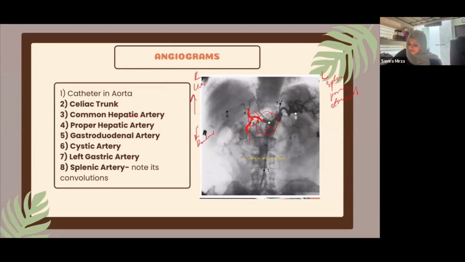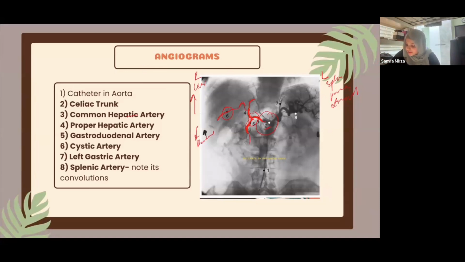Then we follow again the hepatic artery proper, and we can see one branch is going to the left, and one branch is going to the right. The right one is giving a further branch, this one, and this is our cystic artery, which supplies the gallbladder. Then we are done with the right side, so we're going to move on to the left side now.